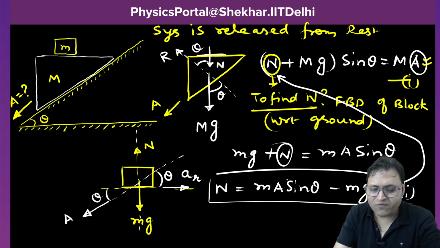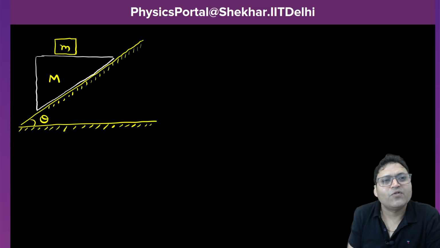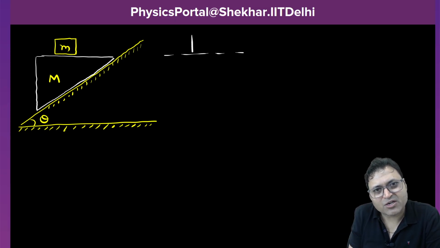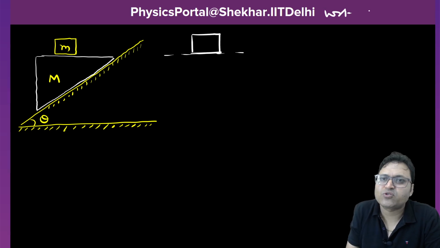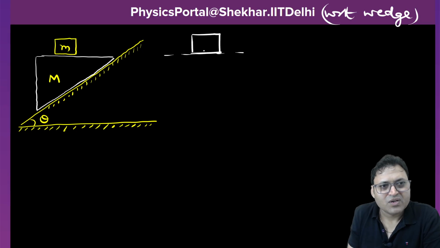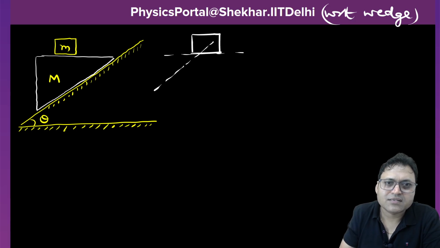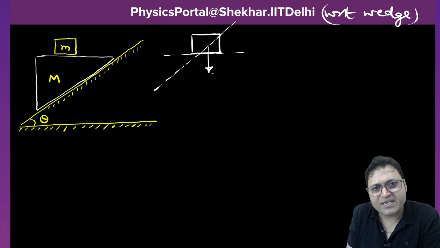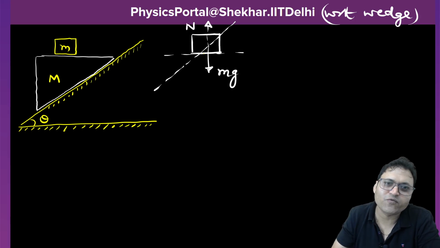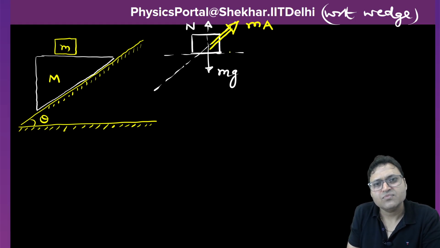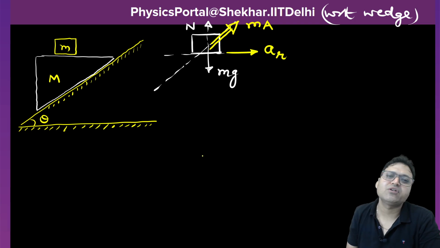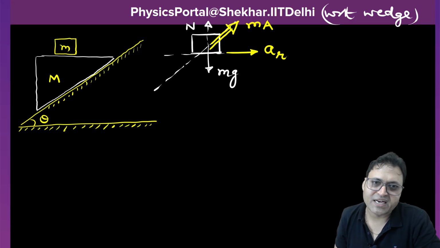We could have drawn the free body diagram of the block with respect to the wedge also. That is a non-inertial frame of reference. So in that case, this is the inclined surface. The weight of the block is acting in the downward direction, mg. The normal reaction by the wedge is acting in the upward direction. Along with that, there will be a pseudo force acting in this direction, that is m into a. And this is the direction of motion of the block with respect to the wedge.